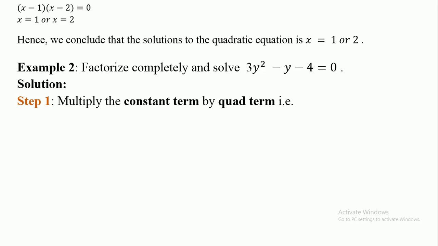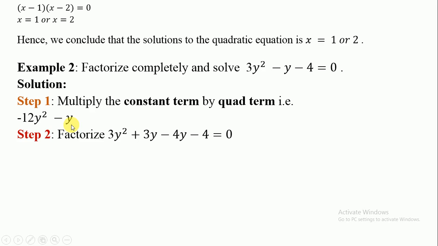So the first step, just as we explained in the previous example, is to multiply the constant term by the quad term. So the constant term is minus 4 and the quad term is 3y squared. So by the time you do that, you have minus 12y squared minus y. Okay, so you can see that here.